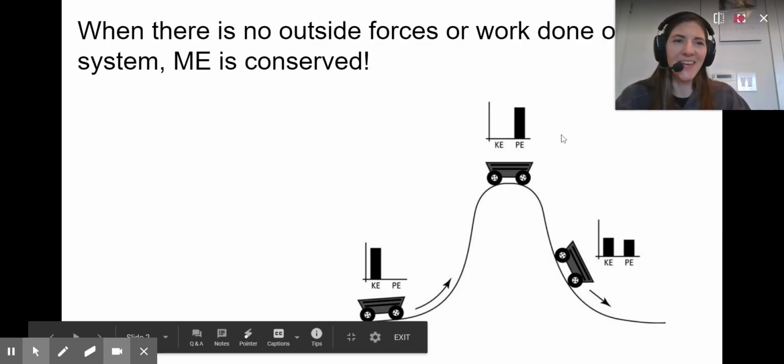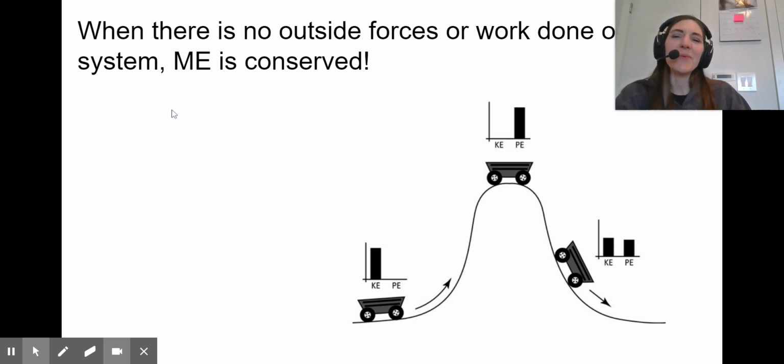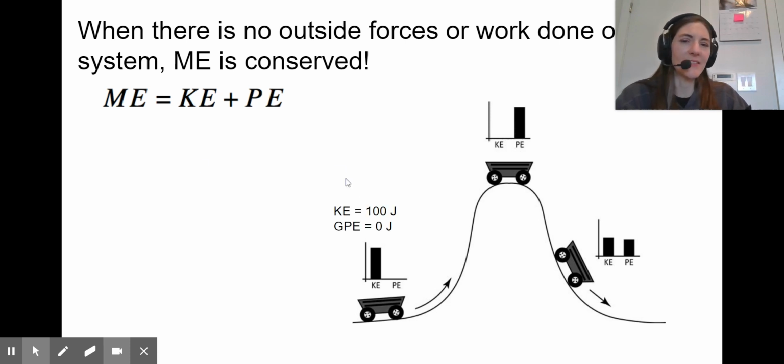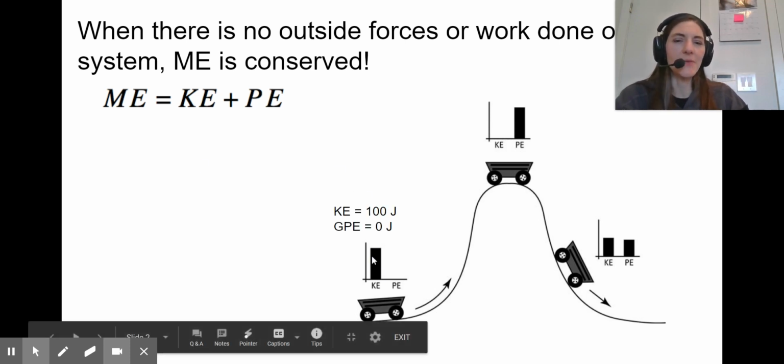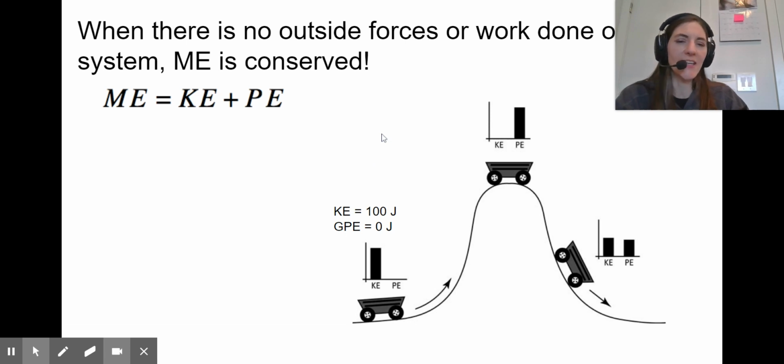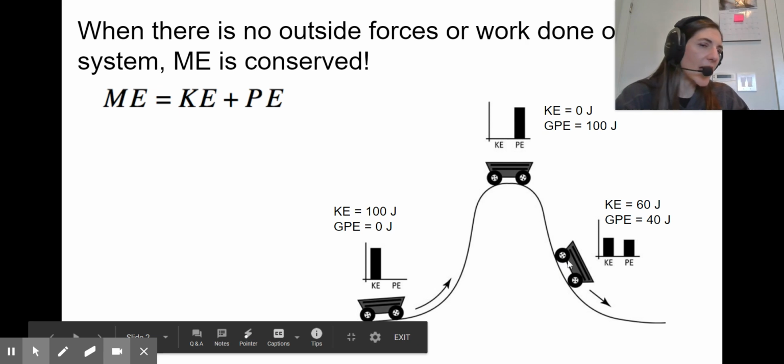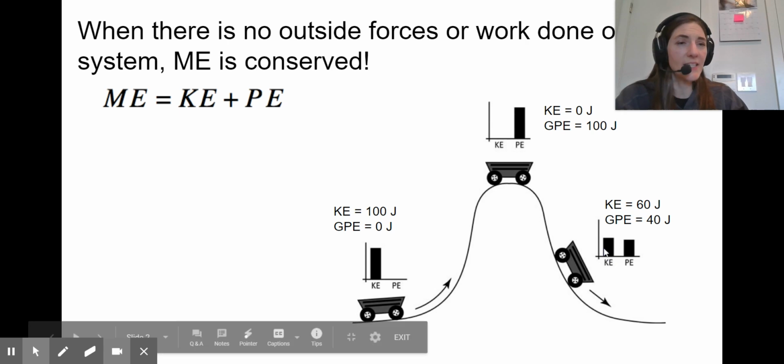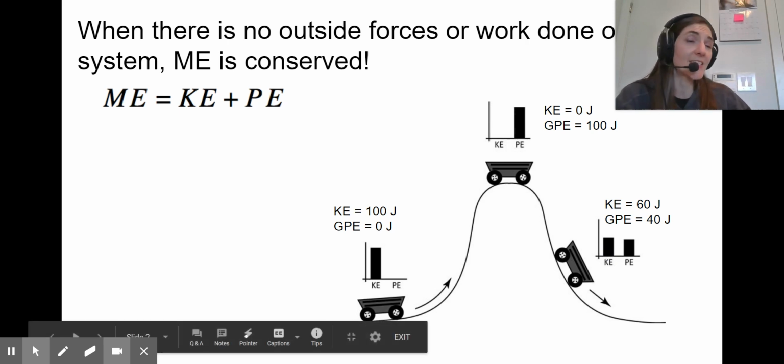There we go. Okay. When there are no outside forces or work done on a system, mechanical energy is conserved, and we have been practicing this. Here at the bottom, you have 100 joules of kinetic energy. It's all kinetic energy. When you reach the top, the kinetic energy has all converted to potential energy. It's 100 joules. And then when you're a little bit more than halfway down, some of this potential energy has now converted into kinetic energy as you gain velocity and lose height. So you have a little bit more kinetic energy than potential energy because we're a little bit more than halfway down.